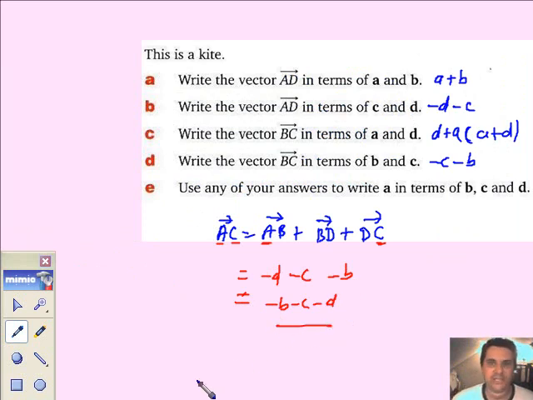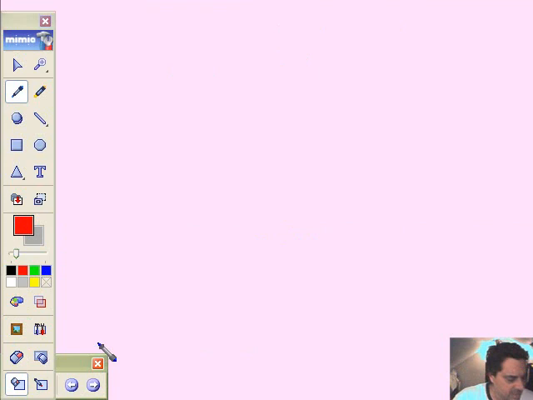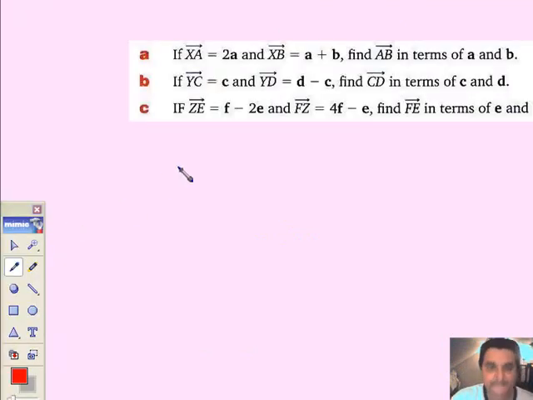That's the same effect in terms of the algebraic arrangement of those vector sums. Alright, so that's that. That's a kite. Let's try another question. This is question 2 on page 284 again. Now, if AX in that order is defined as vector 2A, and BX is defined as A plus B, find AB in terms of little a and little b.